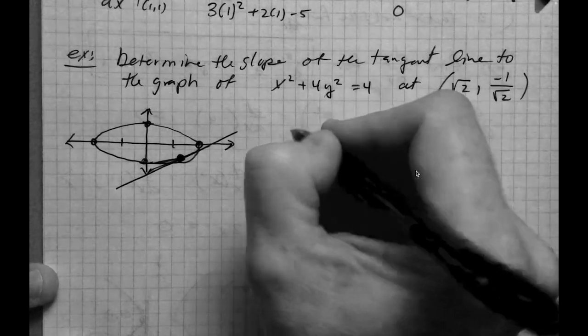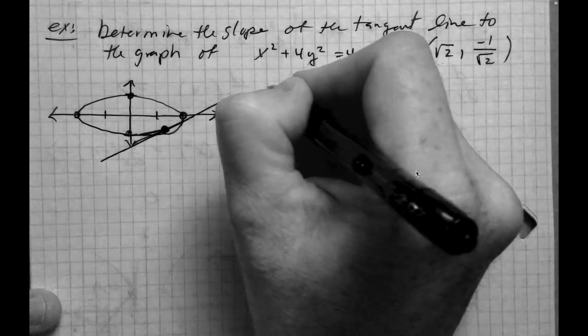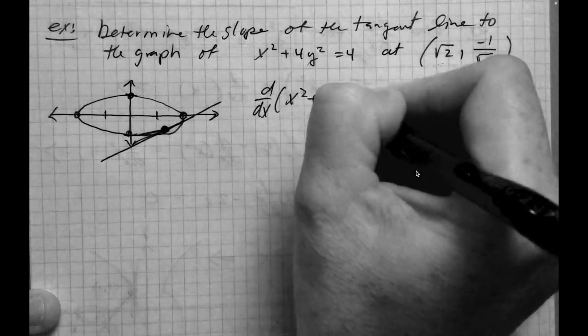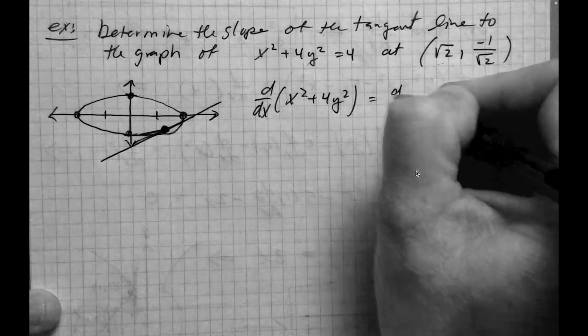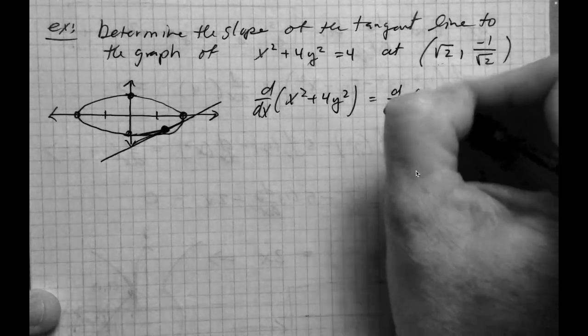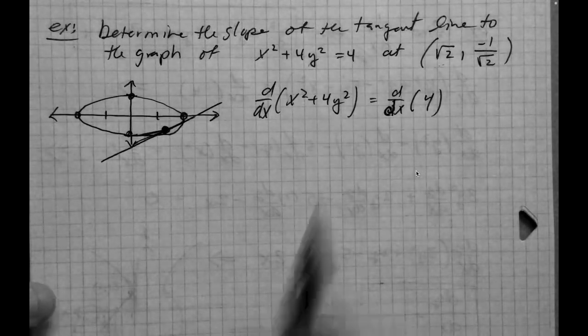So we've got the equation. Let's go ahead and implicitly differentiate this to start with. So it'd be d/dx of x squared plus 4y squared, and that's going to equal d/dx of 4. That's terrible handwriting. Okay, differentiate both sides with respect to x.